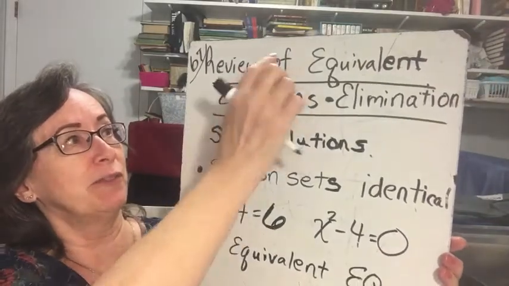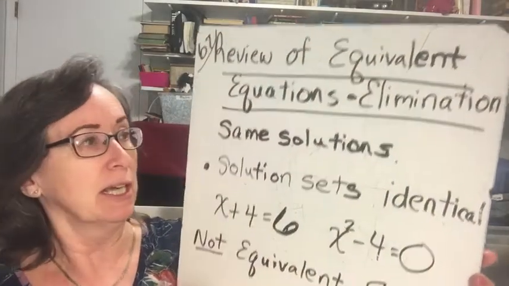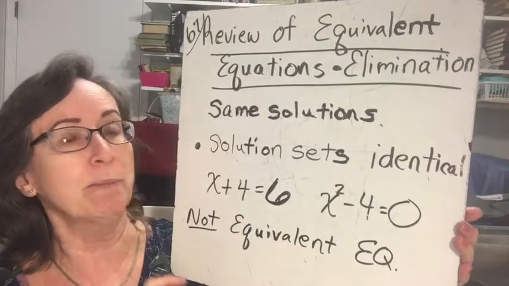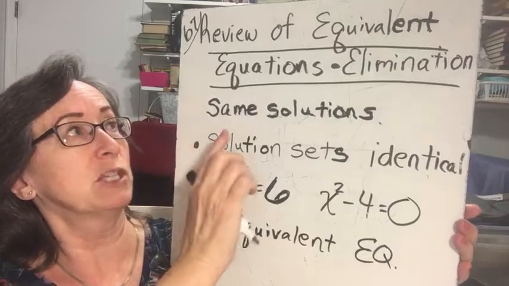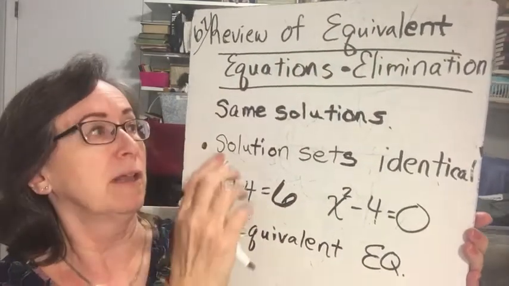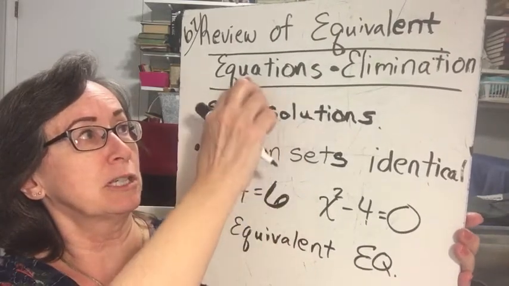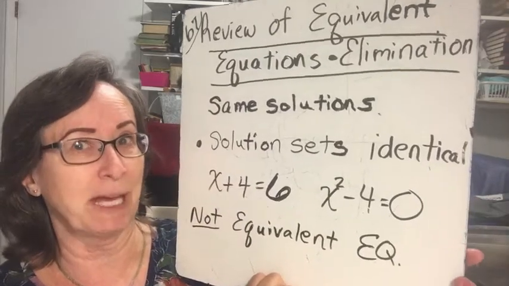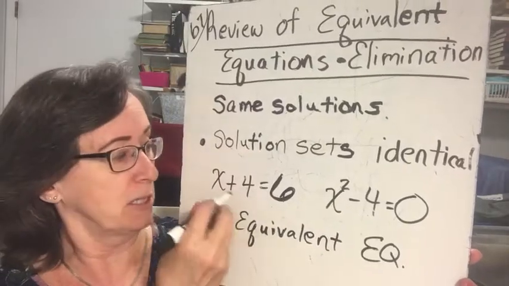And we are on review of equivalent equations and elimination. So we're solving systems of equations. Now remember that two equations that are equivalent have the same solution. Okay, so same solutions means equivalent equations. And the solution sets have to be identical. So let's look at these two equations.